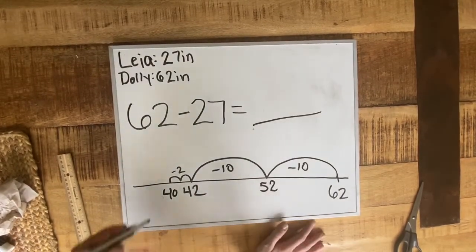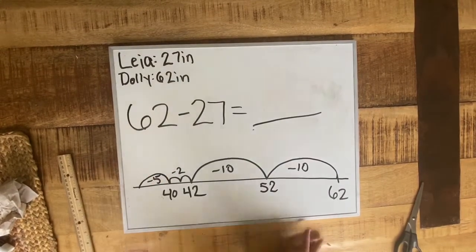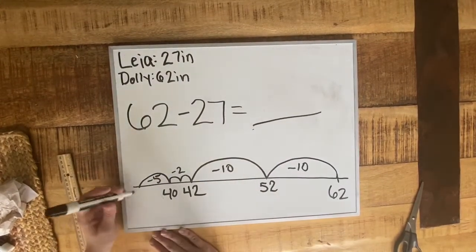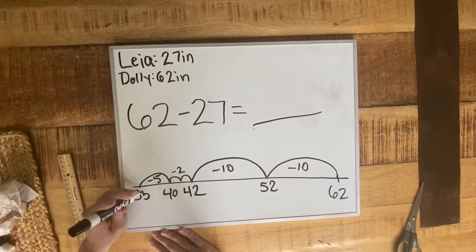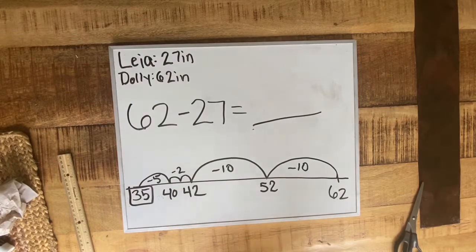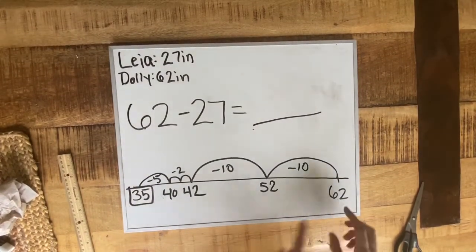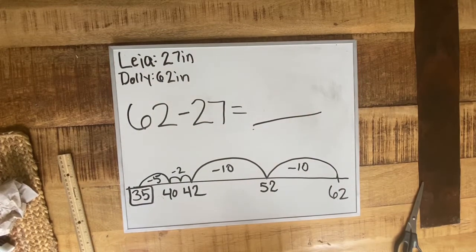Now, I still have 5. So 5 and 2 is 7. So I've taken away the 7. And that is 35. So, according to my number line, Dolly is 35 inches longer than Leia because we took away what they had that was the same. And this is what kept going for Dolly.